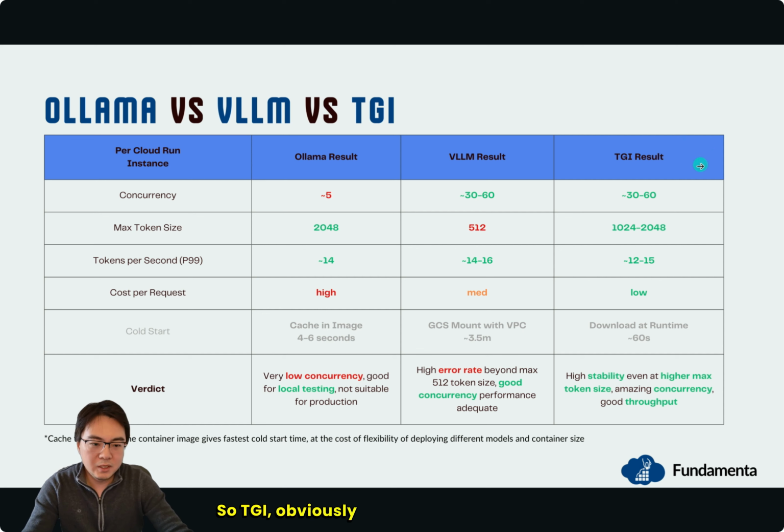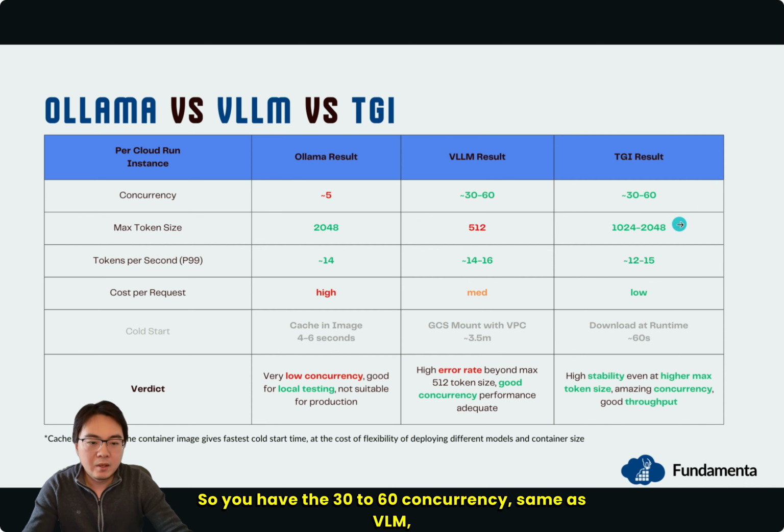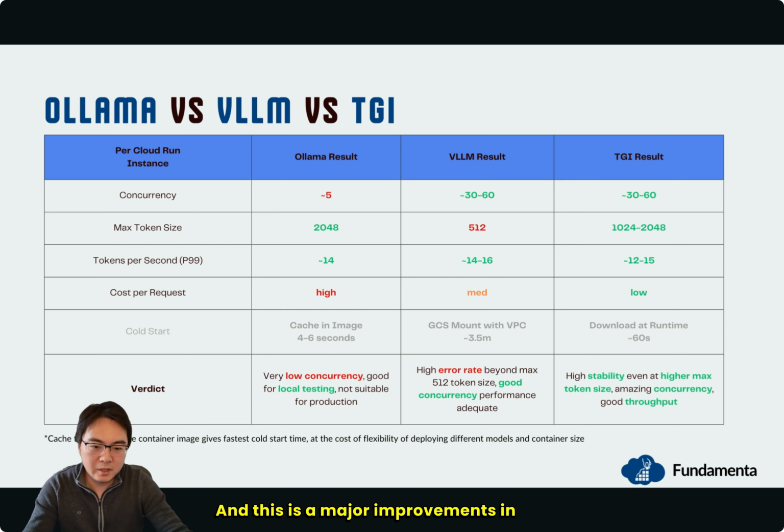So TGI, obviously, you can see there's quite a lot of green here, and that's just because it is actually that good. So you have the 30 to 60 concurrency, same as vLLM, but on the max token side, you can go beyond 2000. And this is a major improvement in there. And you can still achieve a token per second. I think when it gets to about 2000, you get about 12 or maybe a little bit less on the tokens per second with the P99. But it's not bad at all, right? It's a little bit slower, but can still achieve a very high concurrency rate. And as a result, the cost per request is very low because of this, right?